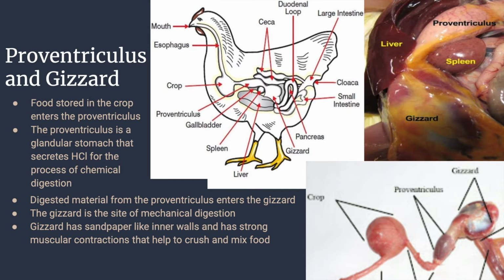Next, after the food goes from the crop, it goes into the proventriculus, which is a glandular stomach that secretes hydrochloric acid for the process of chemical digestion. Digested material is then transferred from the proventriculus into the gizzard, which is the site of mechanical digestion. The gizzard has sandpaper-like inner walls and strong muscular contractions that help to crush and mix food, especially hard foods like rocks that the chicken may eat.